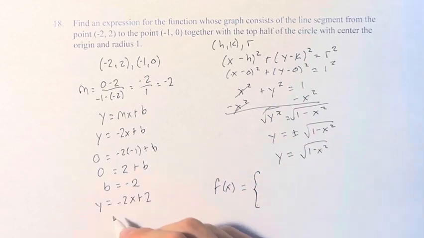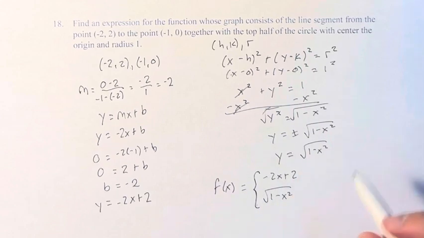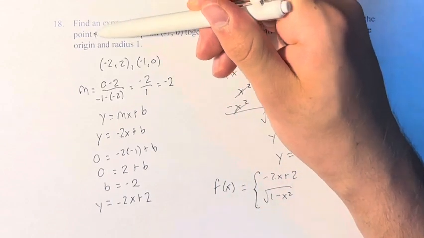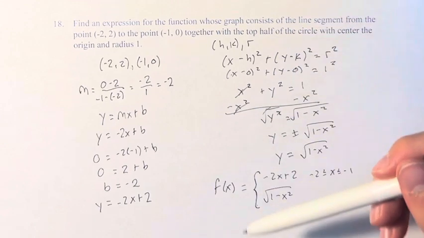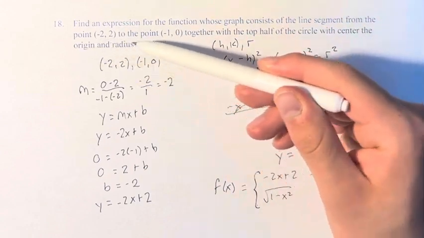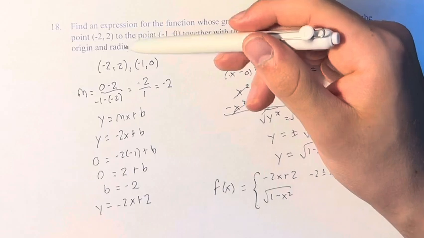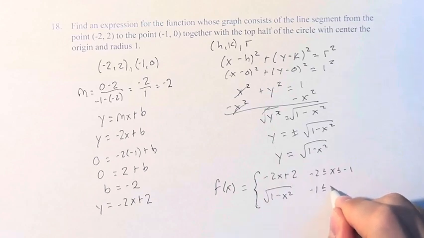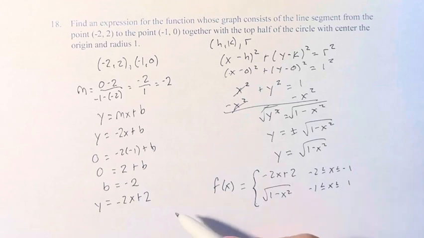So for this function, let's just call it f of x, it is equal to these 2 functions, -2x plus 2 and the square root of 1 minus x squared over certain domains. So for this function, x goes from -2 to -1. And in this function, the top half of the circle with center the origin and radius 1, that means that its furthest away points are 1 radius away from the origin. So they are -1 and +1. And this is your function, f of x.